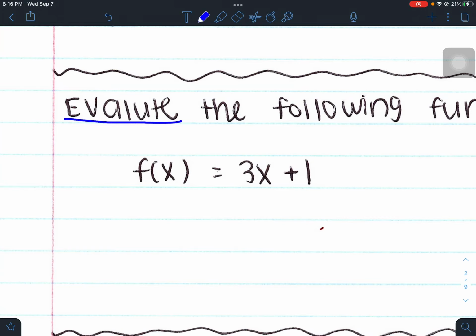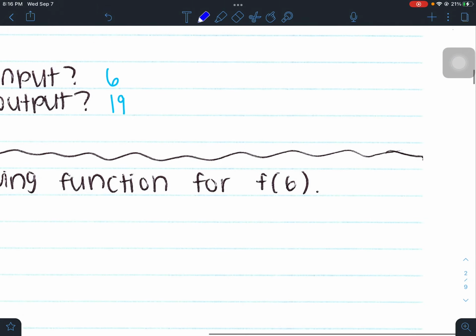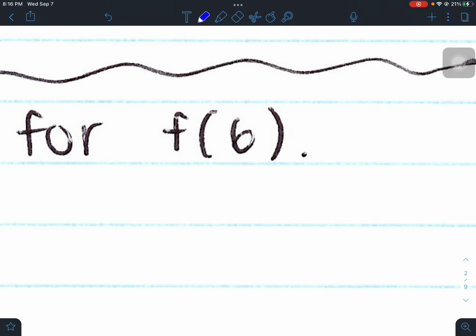So think in your mind, okay, I'm going to have to substitute in a number here. You're going to evaluate the following function for f of 6. Now, f of 6 is very interesting because you haven't really seen something like this before. Normally, what we see is f of x. That's what we've seen on the last page. So we're like, okay, that's what we're familiar with. But now we're given f of 6. So what does that even mean?